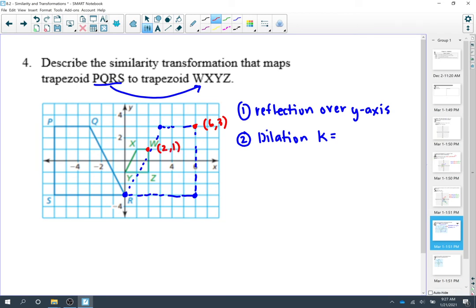Well, what do you do with 6 to get it to 2? You divide by 3. What do you do to 3 to get it to 1? You divide by 3. So that would tell me that I'm dealing with a scale factor of 1/3.